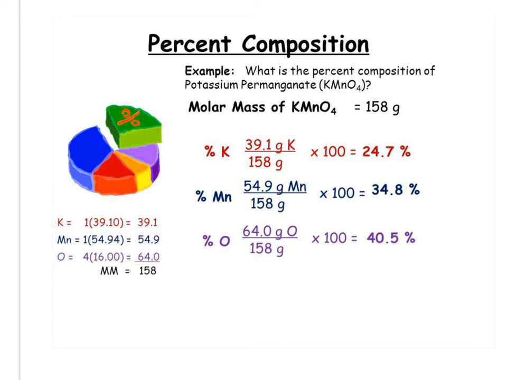So if we're going to figure out the percent composition of potassium permanganate, we have to break it down and find each element. First you have to find the molar mass, which is 158 grams, and really you need 2 decimal places here. Then you have 1 potassium, so the weight of 1 potassium divided by the total weight of the compound times 100. KMnO4 is 24.7% potassium. You do the same thing with manganese and oxygen.